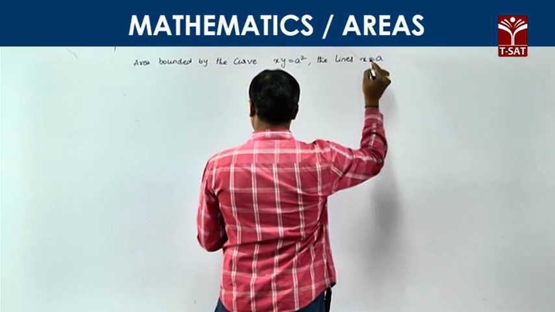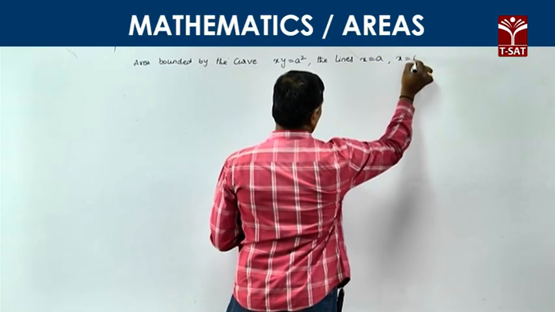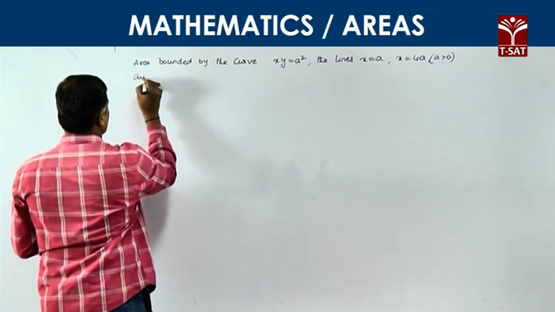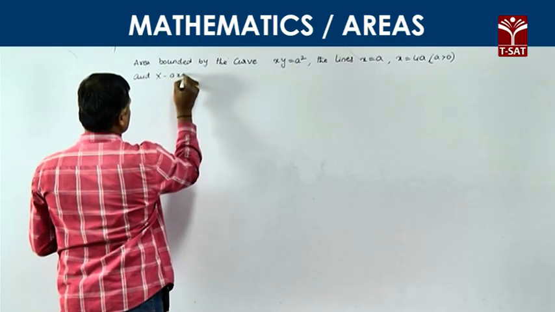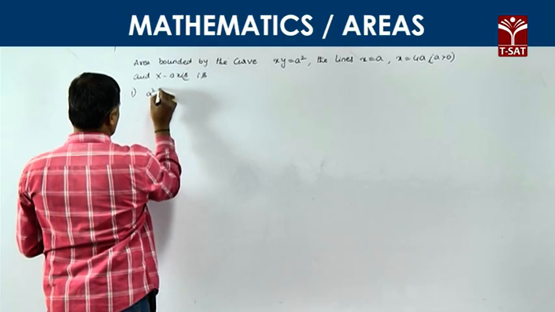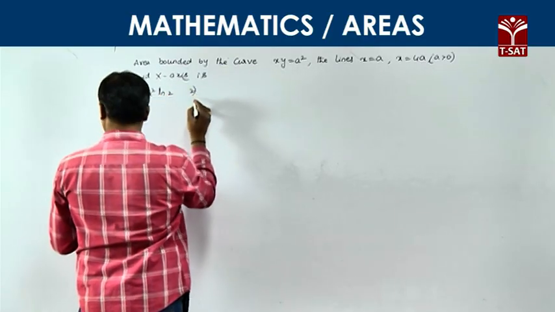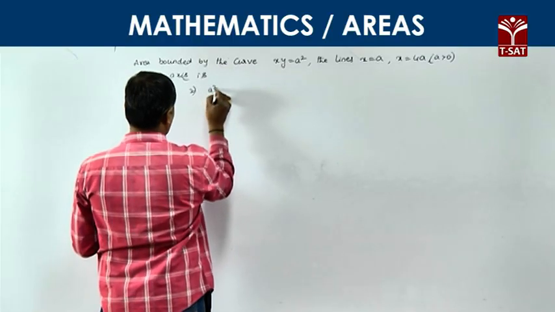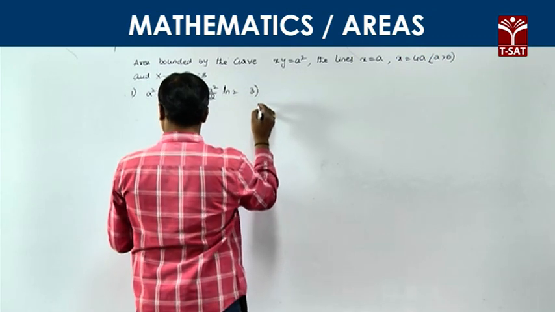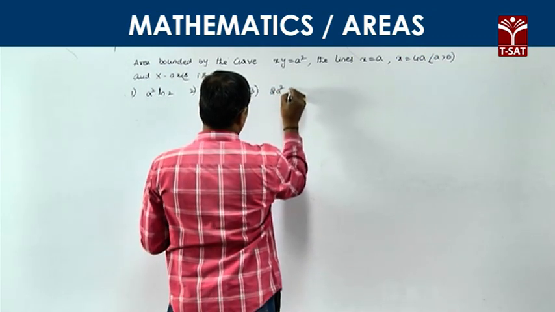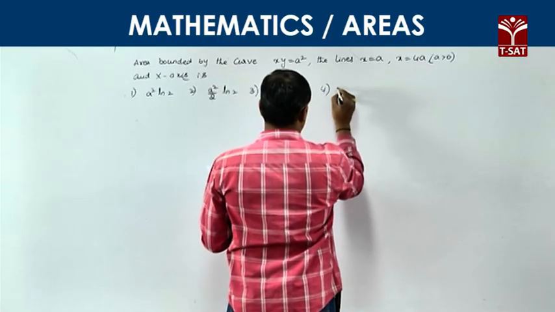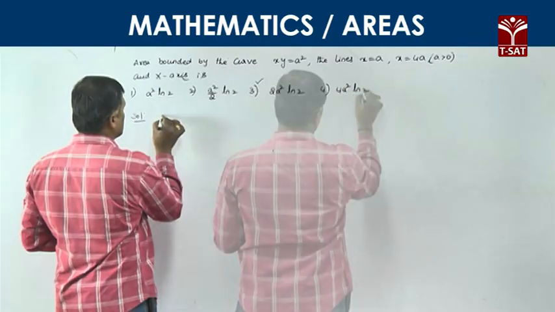The lines x = a, x = 4a, where a > 0, and the x-axis, is: first option a² log 2, second option a²/2 log 2, third option 2a² log 2, and fourth option 4a² log 2.